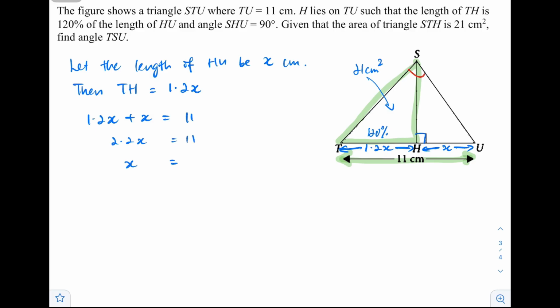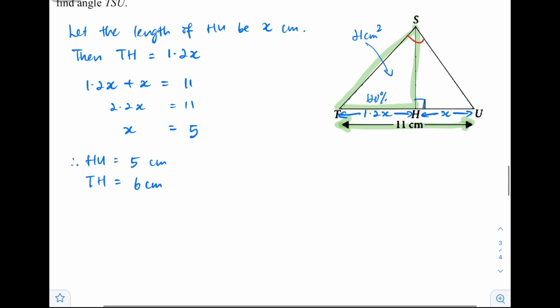So if you want to find x, you can simply take 11 divided by 2.2. That would give you 5. So we know that HU is 5 units, or 5 cm. And we know that TH is 1.2 times 5, or 11 minus 5, which is simply 6 cm.